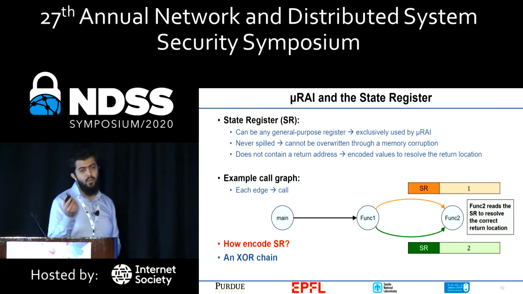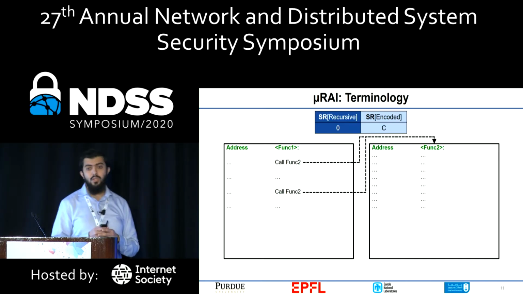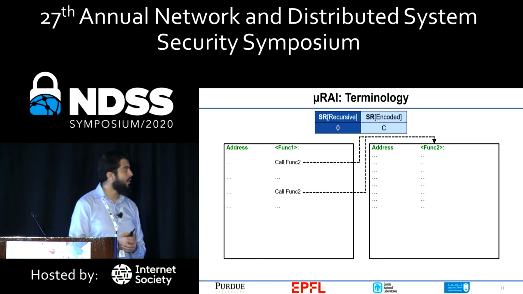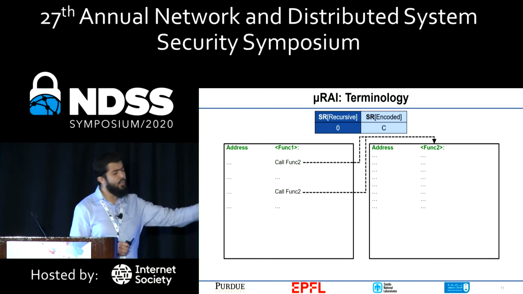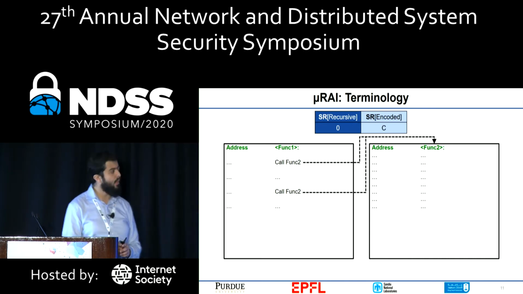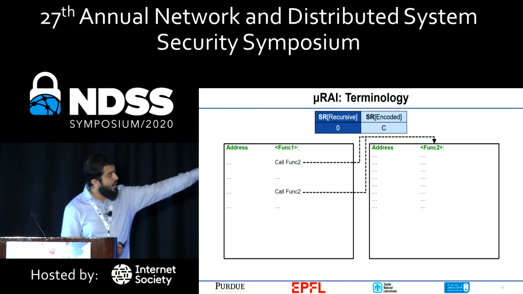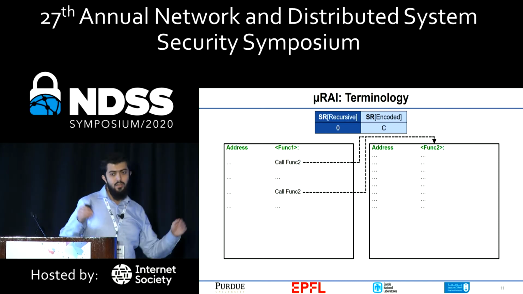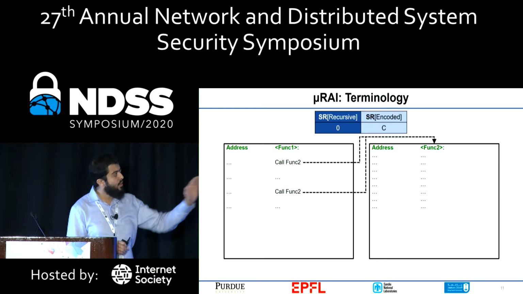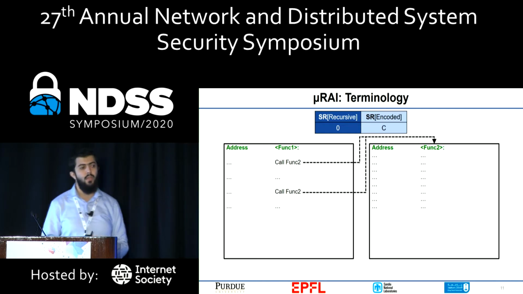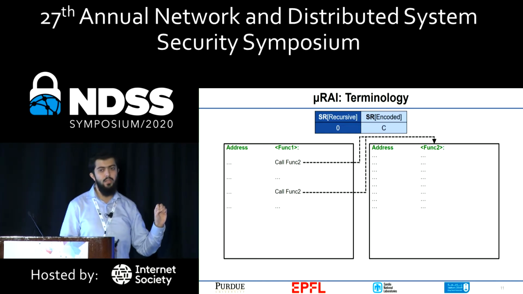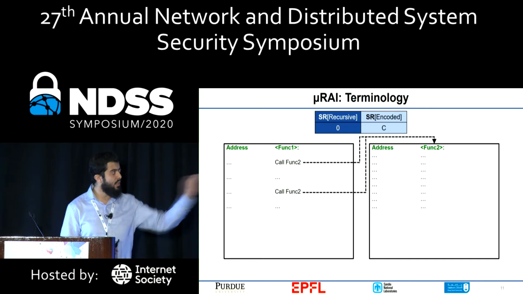The answer is we encode it using an XOR chain. I'll go through how this works, and this is the key point here. Here you see again function 1 calling function 2 through 2 call sites. On top of that, you see the state register. The state register is a 32-bit register, and it's divided in two parts. First is for recursive calls, the second for encoded or normal calls. I'm going to leave the recursive ones; the details are in the paper. I'm just going to discuss the normal ones. And so we initialize it to C.